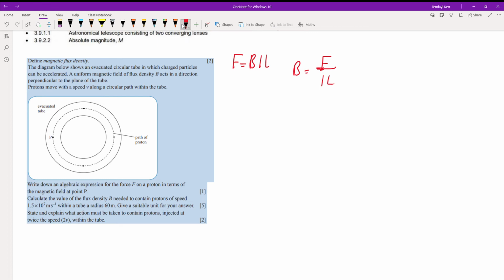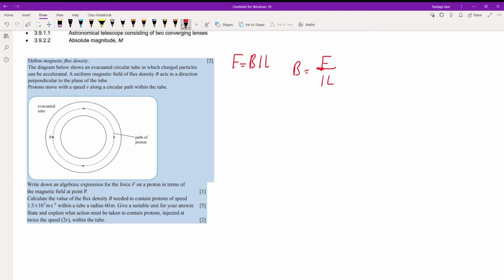So if we're defining magnetic flux density, it is where you've got a force of 1 Newton per meter for 1 amp, and the magnetic field is perpendicular to the wire. So it's got to be perpendicular to the wire, at right angles to the wire. So that's how we define the magnetic flux density.